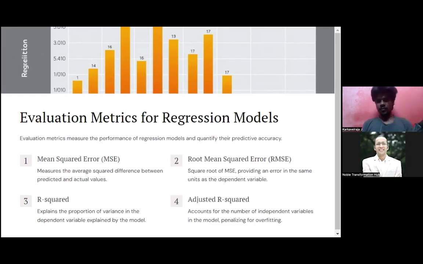Adjusted R squared is one of the metrics that can handle overfitting. These are the ways we can evaluate our model, because we don't know whether our model is working properly or not. Using these metrics we can say, my model is working well, or no, my model is not working well. So this is all about the evaluation metrics for regression models.